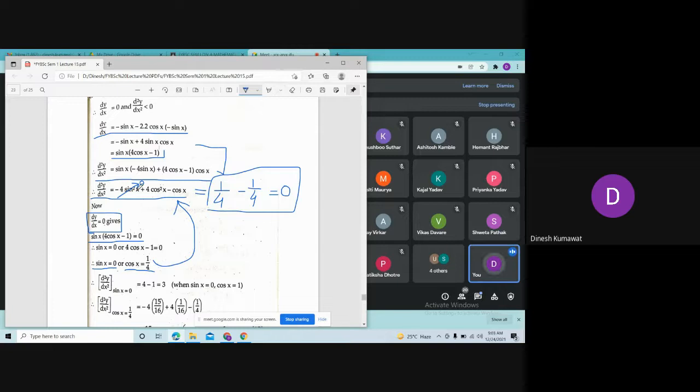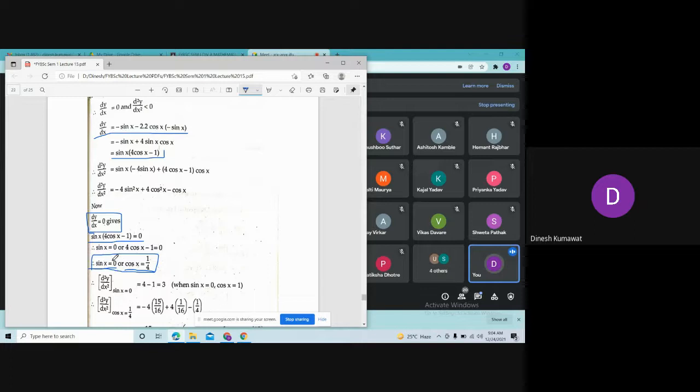See, double derivative is correct. The idea is here we are getting two values of x, right? First one is x is equals to sine inverse of 0. And second one is x is equals to cos inverse of 1/4. Is it? Yes, sir. So we need to convert all these terms.